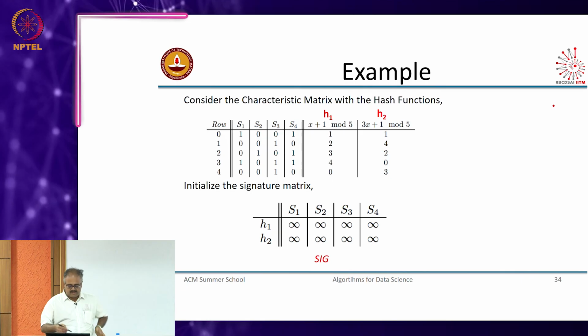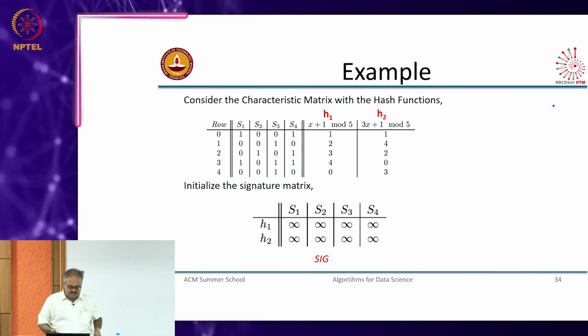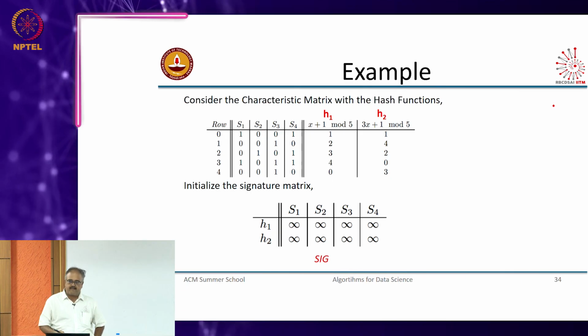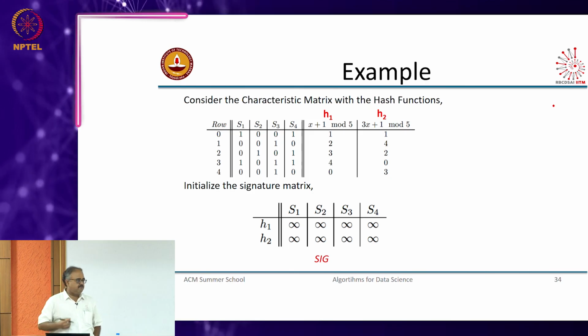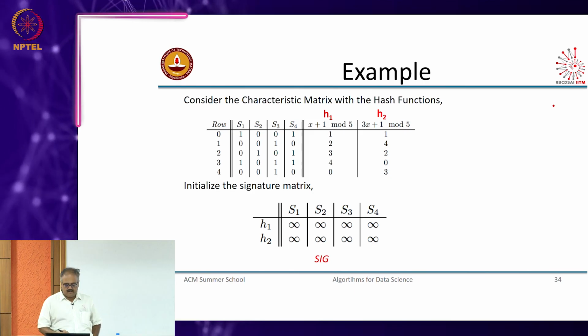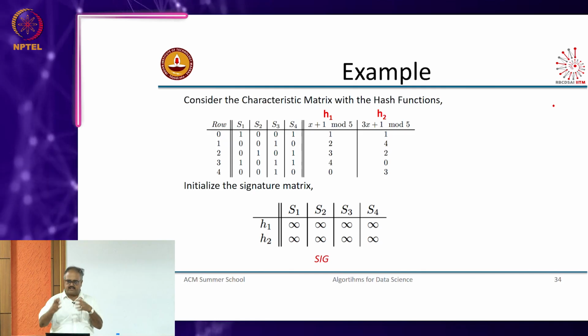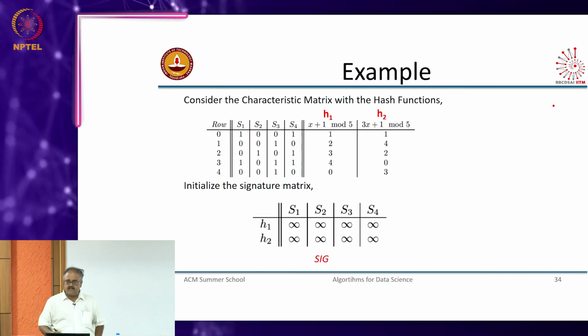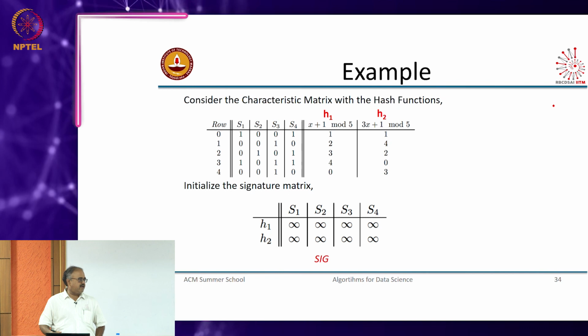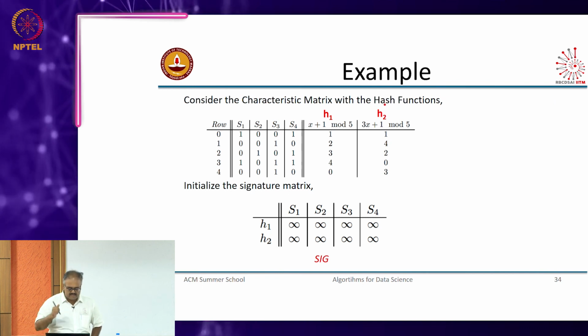Because it's a nice prime number, with five rows and all that, we are able to get a nice hash function. It's okay if there are collisions. Right now there are no collisions here, but it's okay if you come up with a hash function that's going to have collisions, it's fine. So we have this H1 and H2.